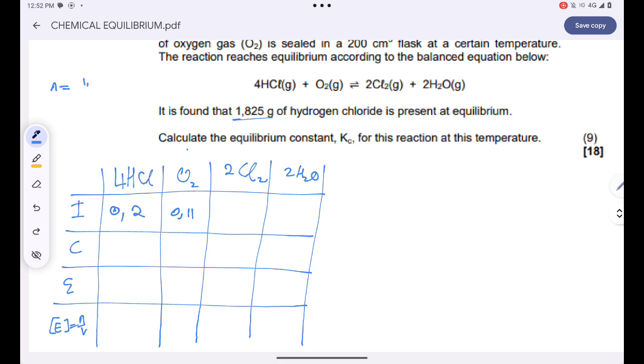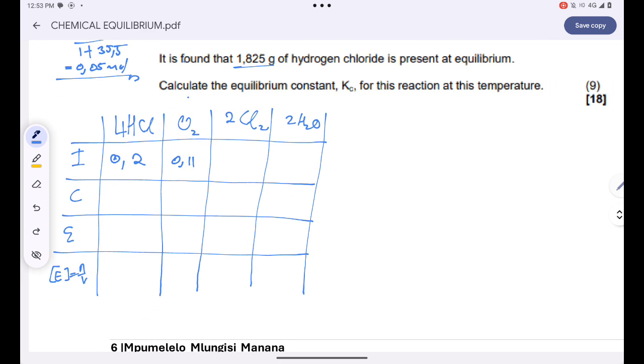That's basically 1.825 divided by the molar mass. For hydrogen chloride, hydrogen is 1, for chlorine I have 35.5. So whenever I find my answer, I'll say 1.825 divided by 36.5. This will simply give me an answer of 0.05 moles. Are you together? So I now know that at equilibrium, I'll simply have 0.05 moles.